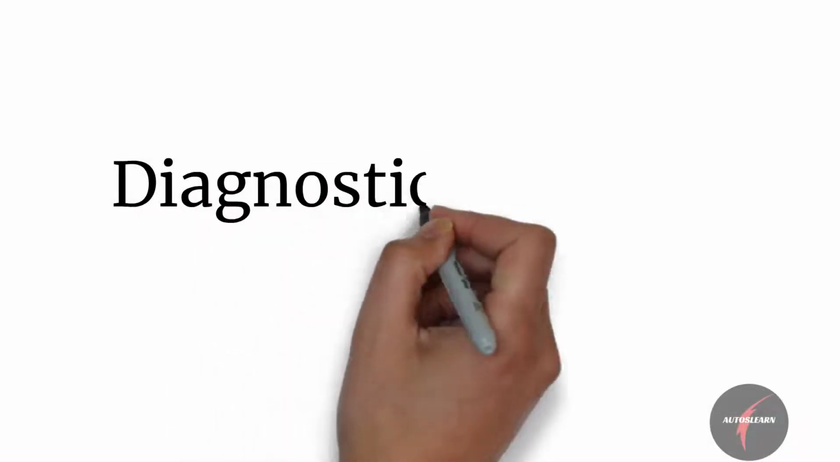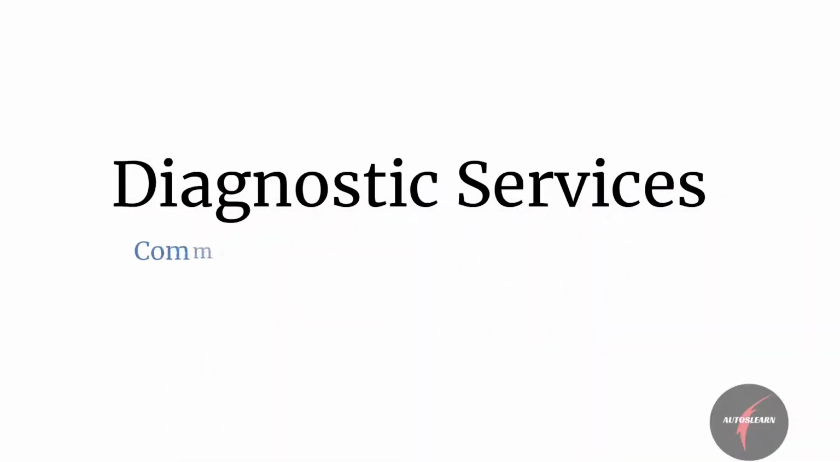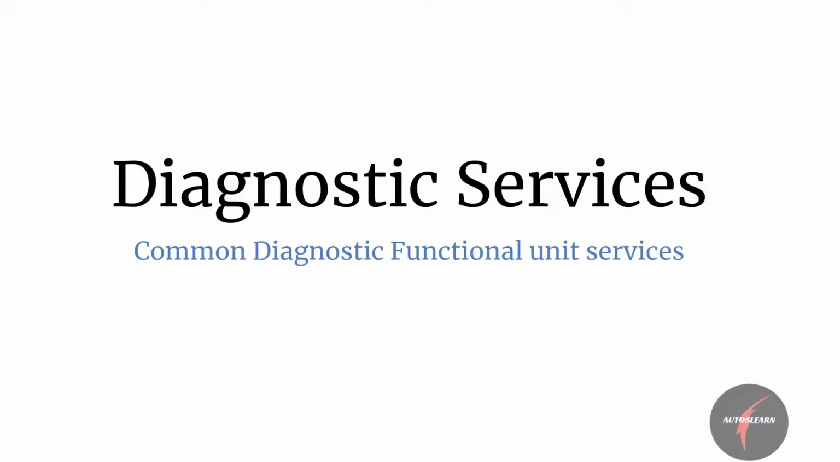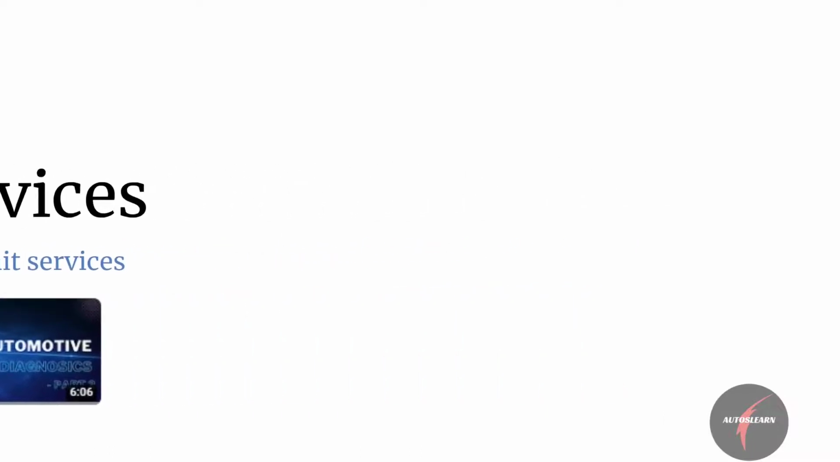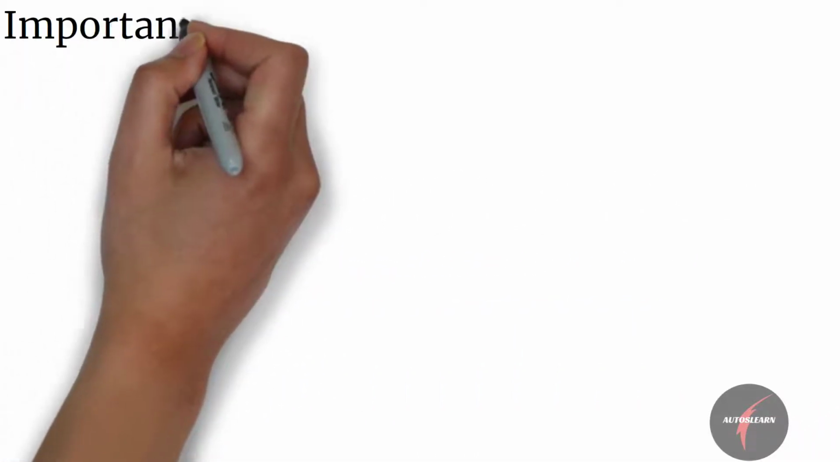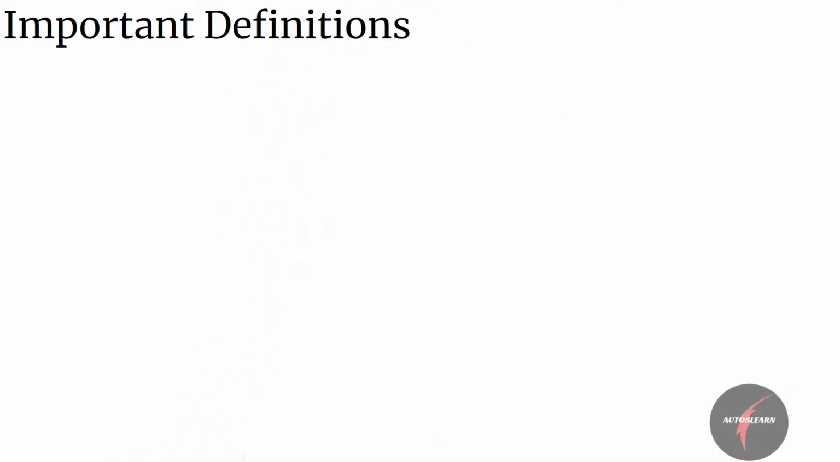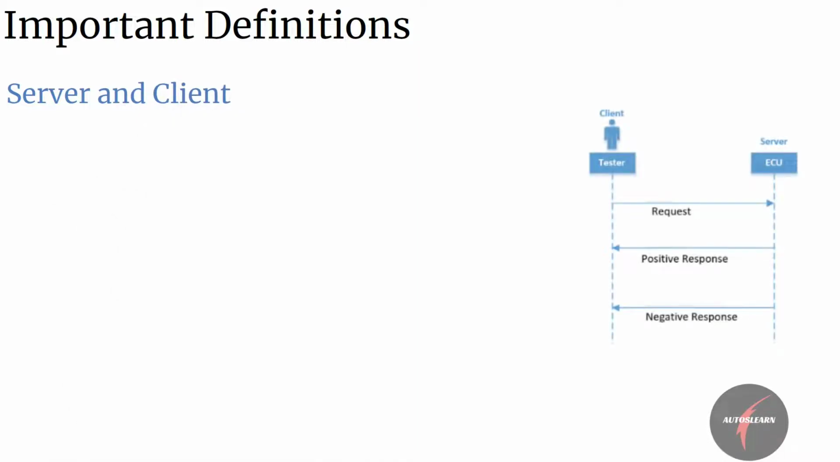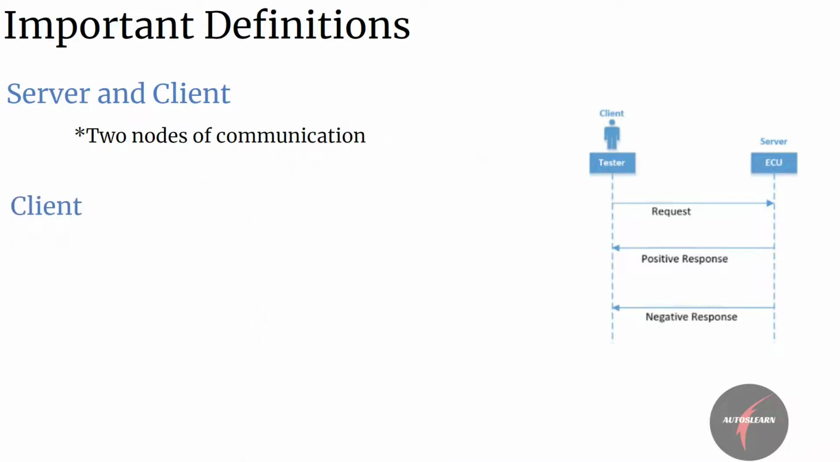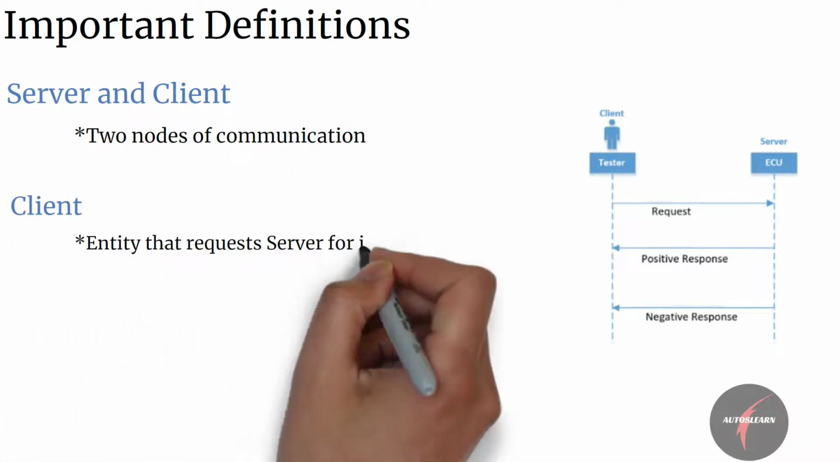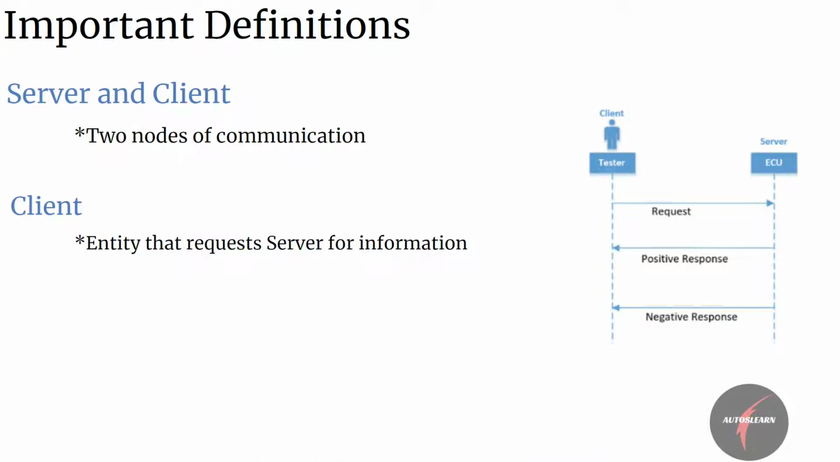In the last video, we had an overview on the common diagnostic services supported by Automotive ECU. Before we dive into the specifics of each service, let's first get an understanding of some important definitions. First, let's understand what are server and client. Server and client are two nodes of communication. A client is an entity who makes requests to the server for information for the purpose of diagnosis, identification, etc.